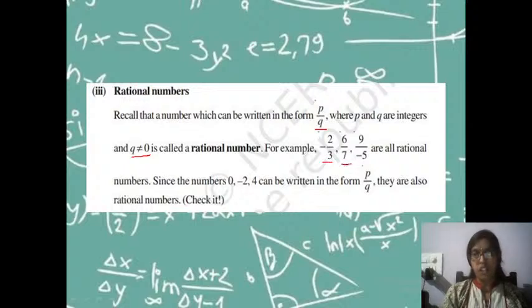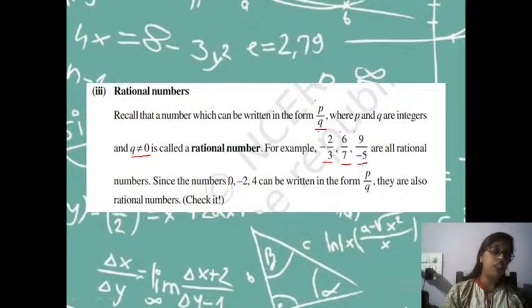6 by 7 is also a rational number, where you have the numerator and the denominator. 9 by minus 5: if the minus 5 is there, don't get confused, or you can put the minus at the center also. It is nothing but minus 9 by 5. You don't have to worry, all are rational numbers.